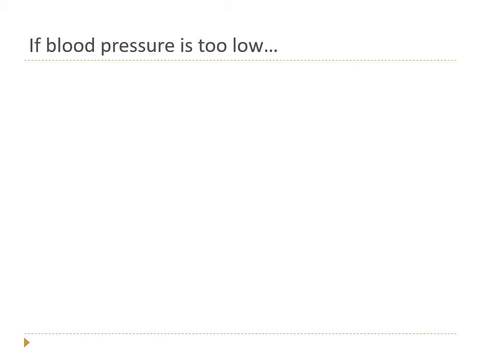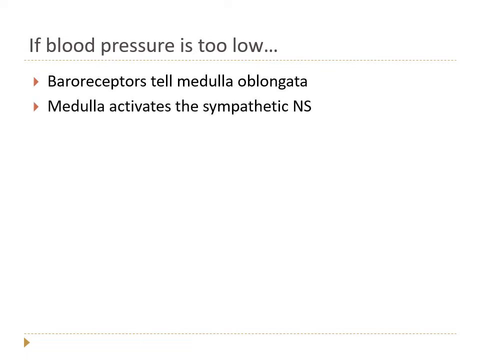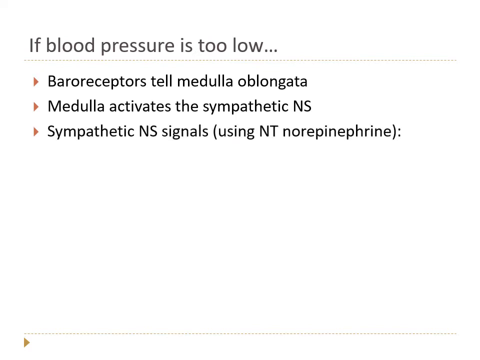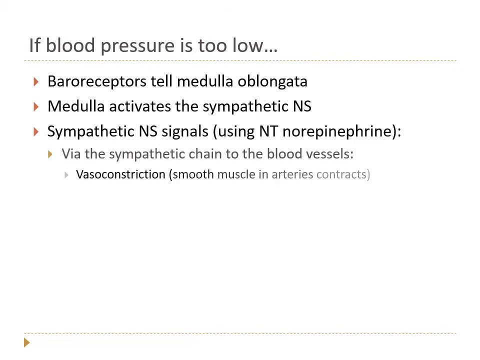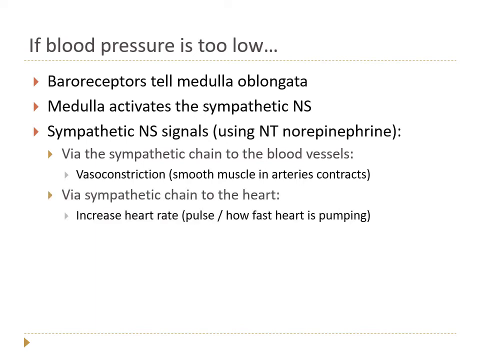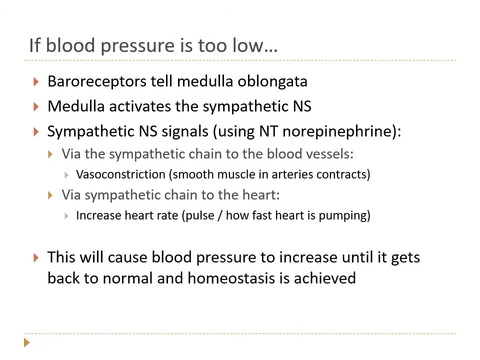So again, if blood pressure is too low, who are you going to call? Sympathetic nervous system, but I didn't have that planned. All right, so we're going to tell the medulla oblongata, which is going to activate the sympathetic nervous system, which is going to use the neurotransmitter norepinephrine, send out via the sympathetic chain, and we're going to tell the blood vessels to constrict. We're going to send signals to the heart. We're going to tell the heart to beat faster and to beat harder. And so blood pressure will get higher until everything goes back to normal.